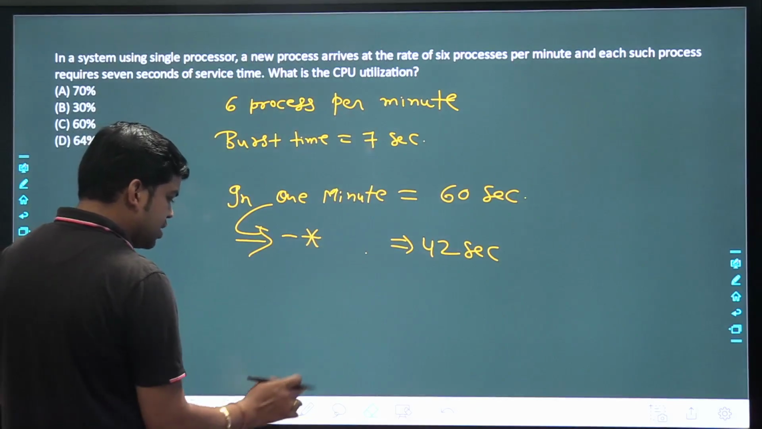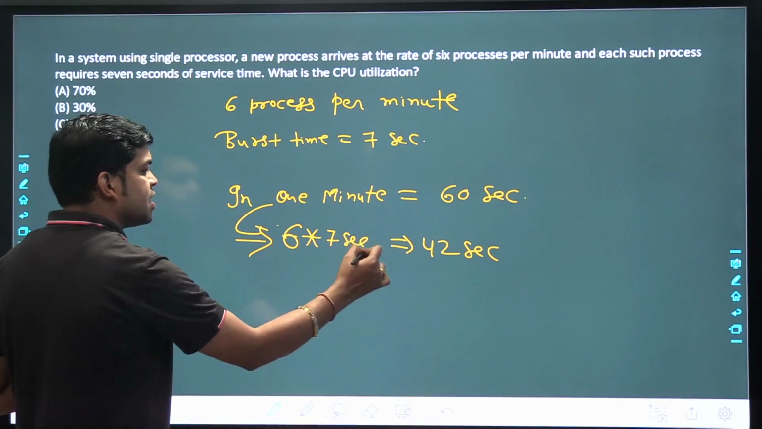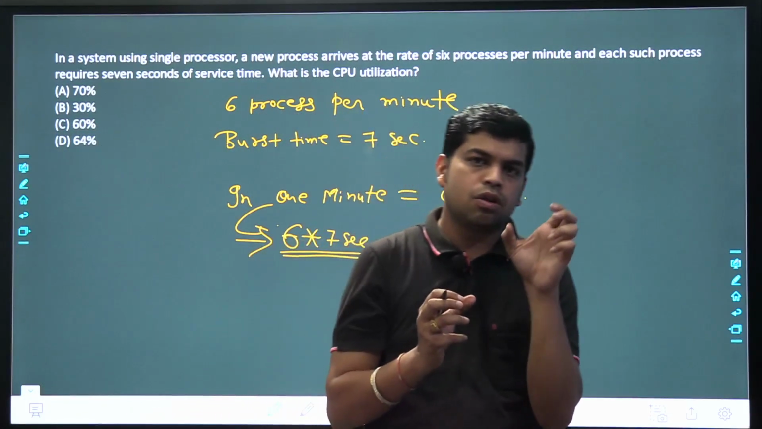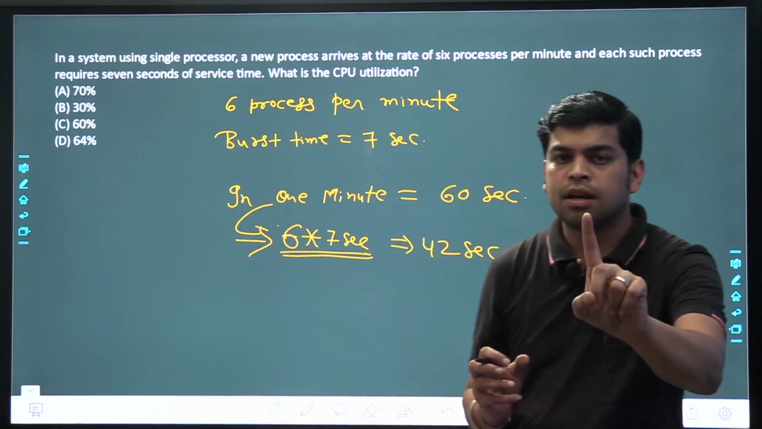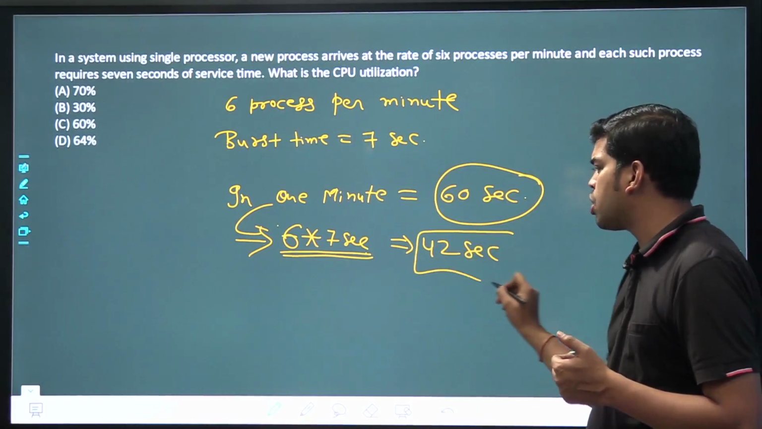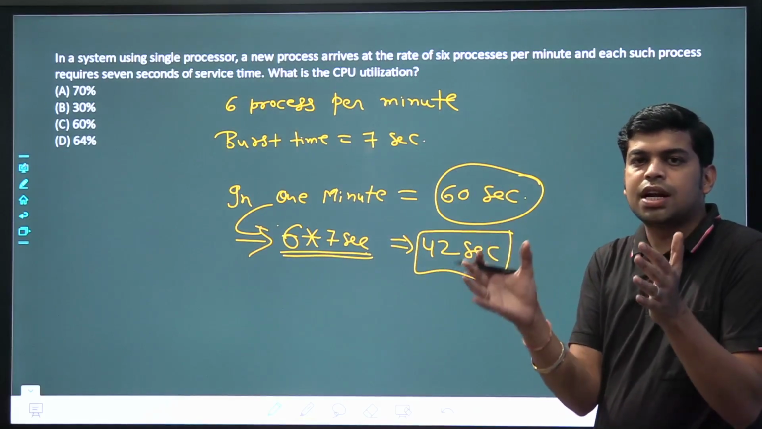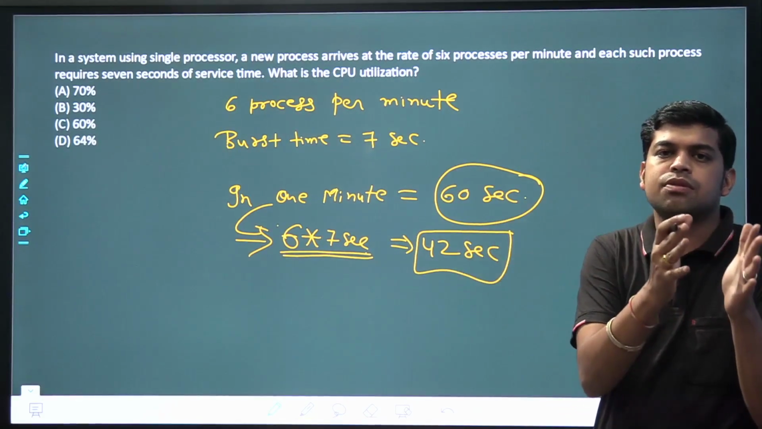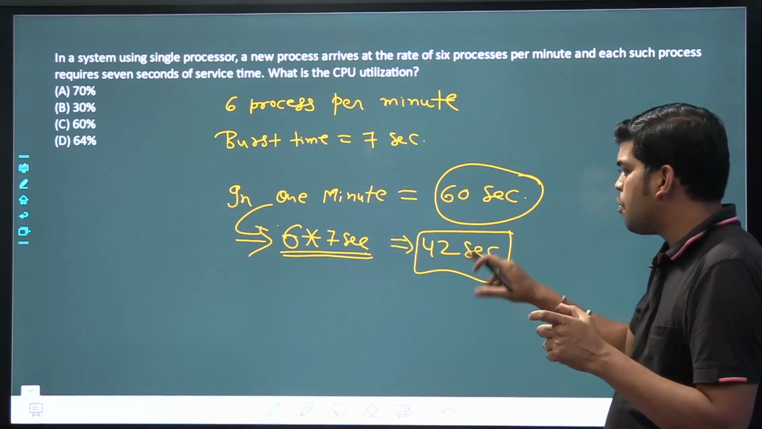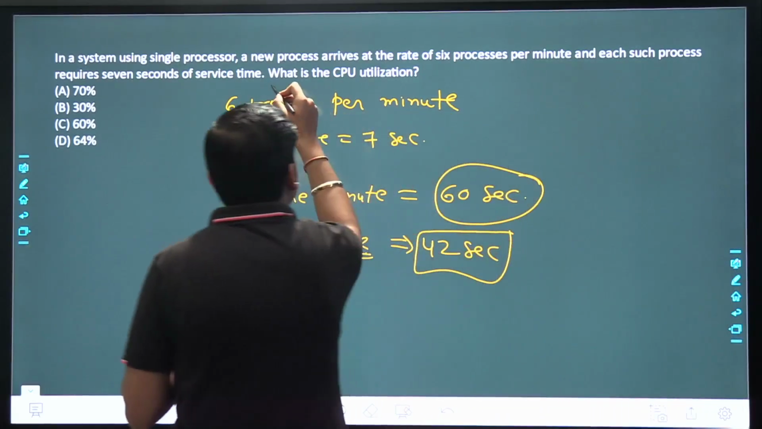So 6 processes arrive and each process requires 7 seconds. So a total of 42 seconds is required to execute 6 processes in 1 minute. Out of these 60 seconds, the CPU is utilized for 42 seconds. Got it? The remaining 18 seconds the CPU is idle.